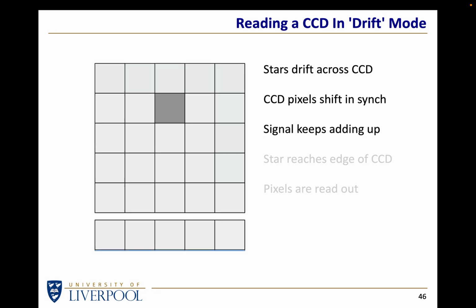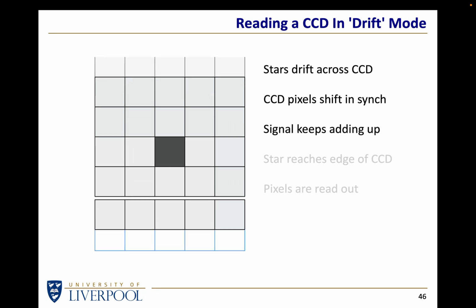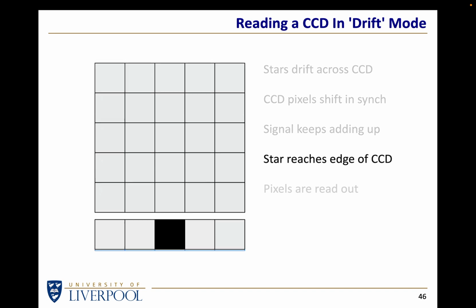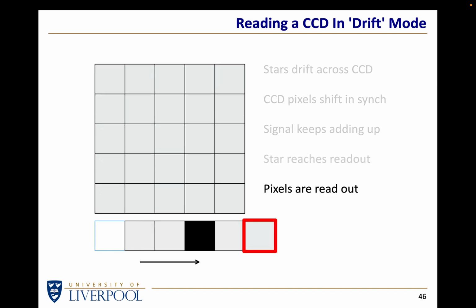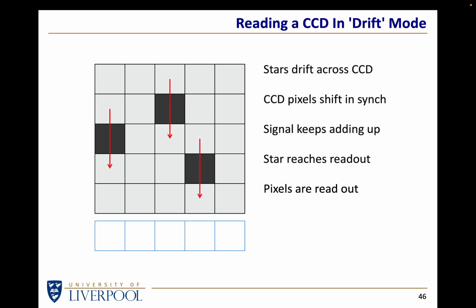So a star is hitting that particular point, and as the star is drifting, the entire contents of the CCD is shifting down and down and down until the star reaches the edge of the CCD, at which point it's read out, and at that point it says there's a star. It makes a note of the time. It has an atomic clock on board, so it knows exactly when that star light has arrived, or at least arrived and been read out.